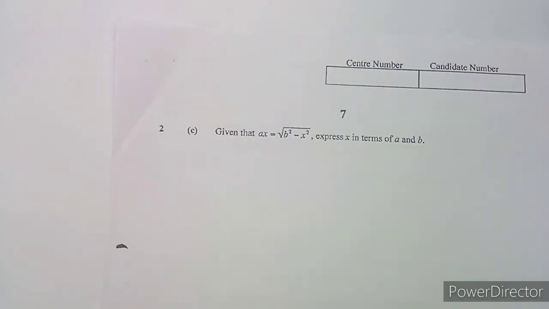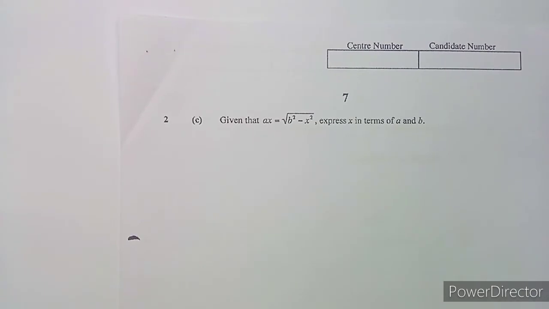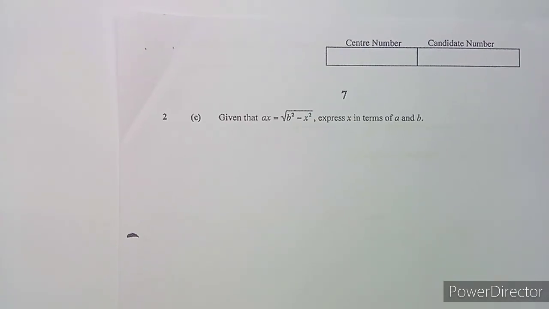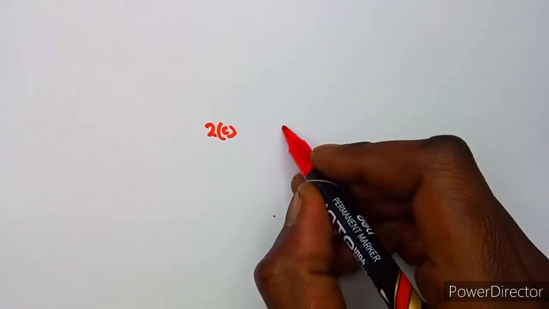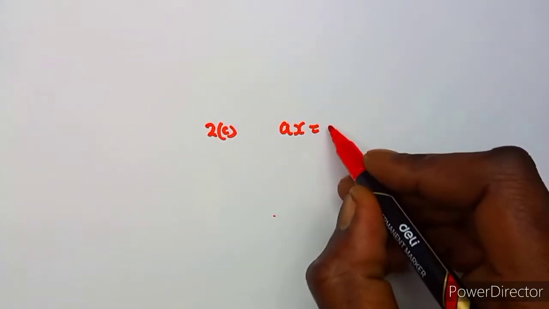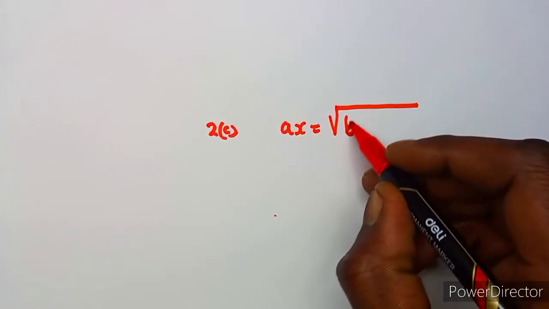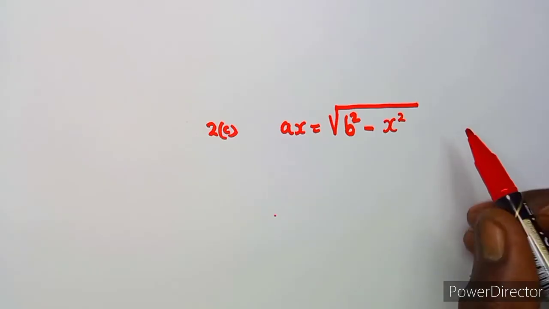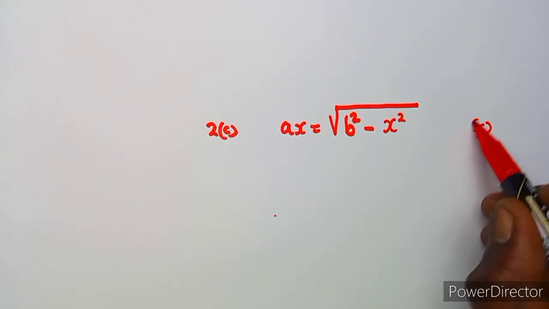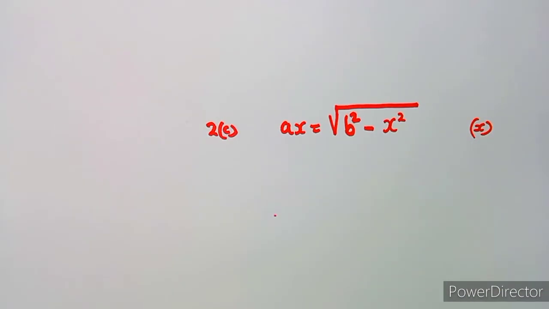And the other one is to express x in terms of a and b, that is to make x the subject of the formula. There we are given that ax is equal to the square root of b squared minus x squared, and they're asking us to make x the subject. How is that possible?